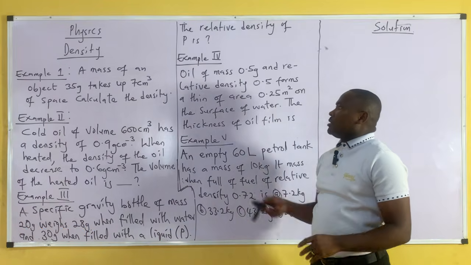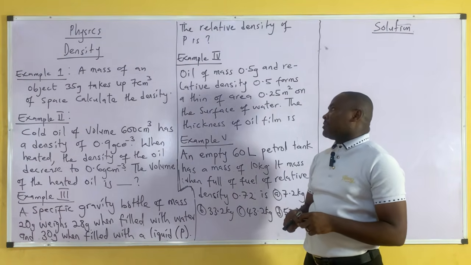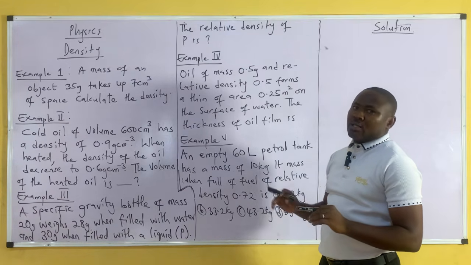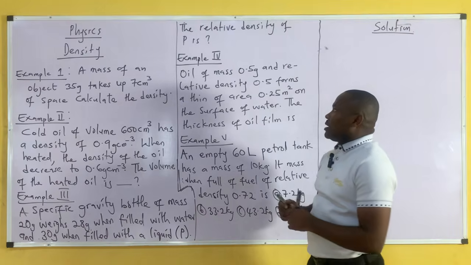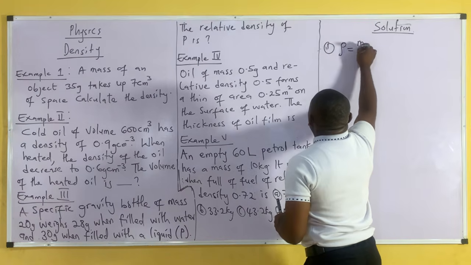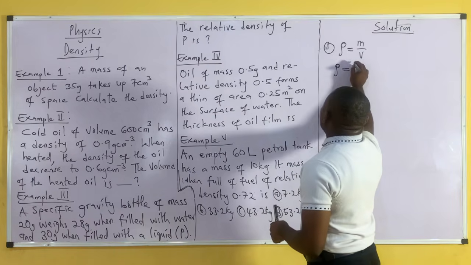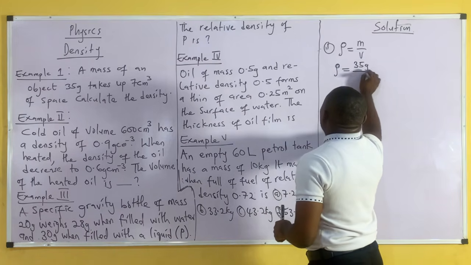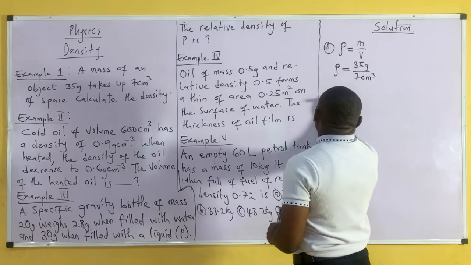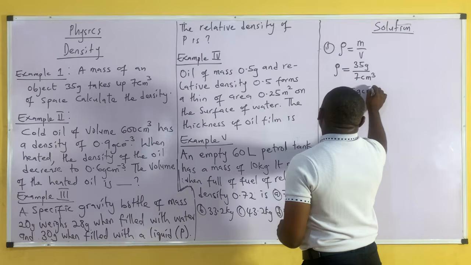Example one says, an object of mass 35 gram takes up 7 cm cube of space. Calculate the density. Very plain and easy to solve. Density is equal to mass over volume. Density is equal to 35 grams over 7 cm cube. So density is now equal to 5 gram per cm cube.